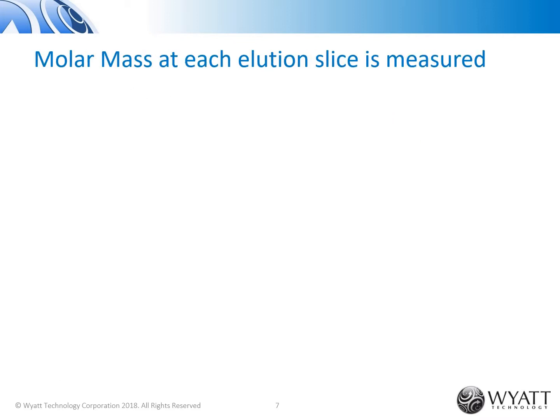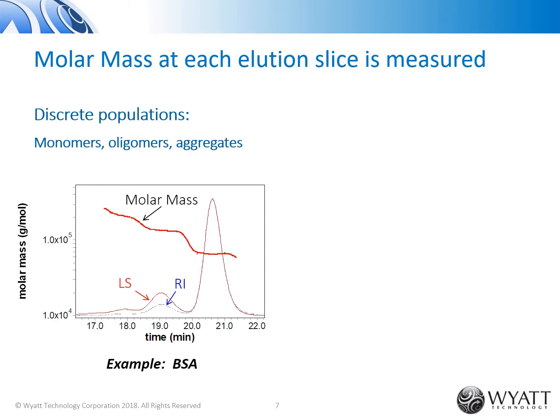What this means is that we're able to measure the molar mass all across a peak without relying on any molar mass standards. It also means you can determine a true distribution of your molecules in solution. So you might have discrete populations like this BSA, where you have a monomer, a dimer, a trimer, and each population is very monodispersed. There's a flat molar mass profile across each peak.